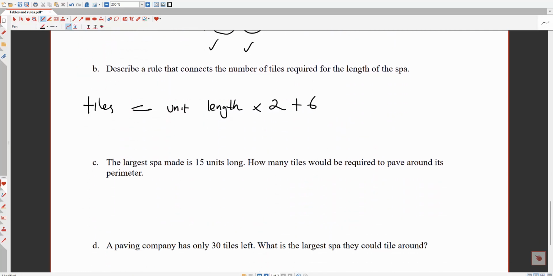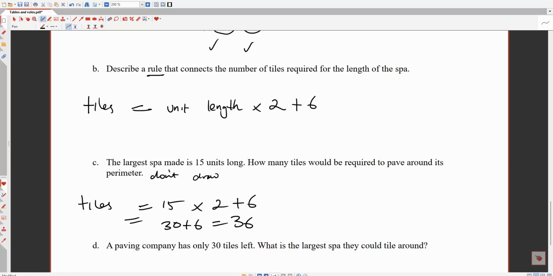Okay, the largest spa made is 15 units long. How many tiles would be required to pave around its perimeter? So we don't draw this one. We don't need to draw a 15 unit spa and count tiles because we've got this rule. Okay, so we're going to use the rule. So we're going to say tiles equals the unit length, which in this case is 15, times 2 plus 6. Now 15 times 2 is 30, plus 6 is 36 tiles.